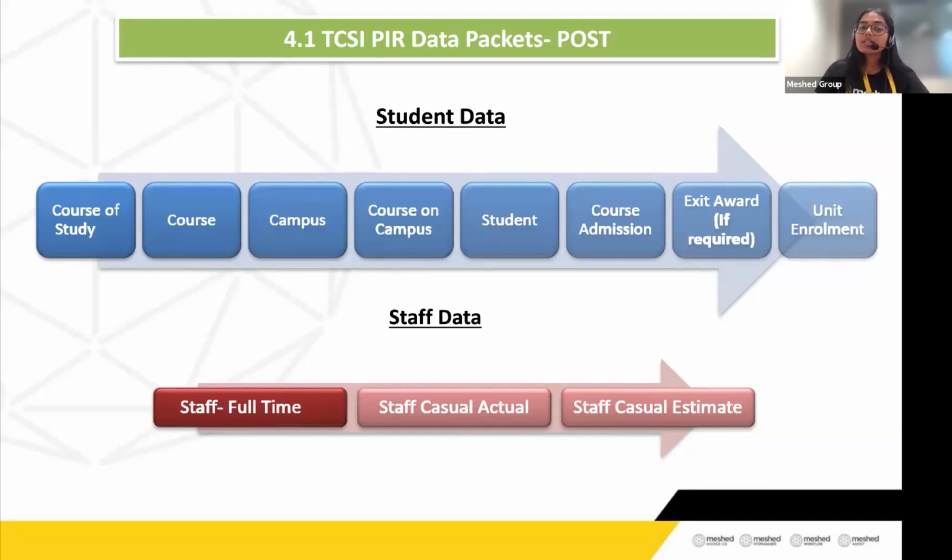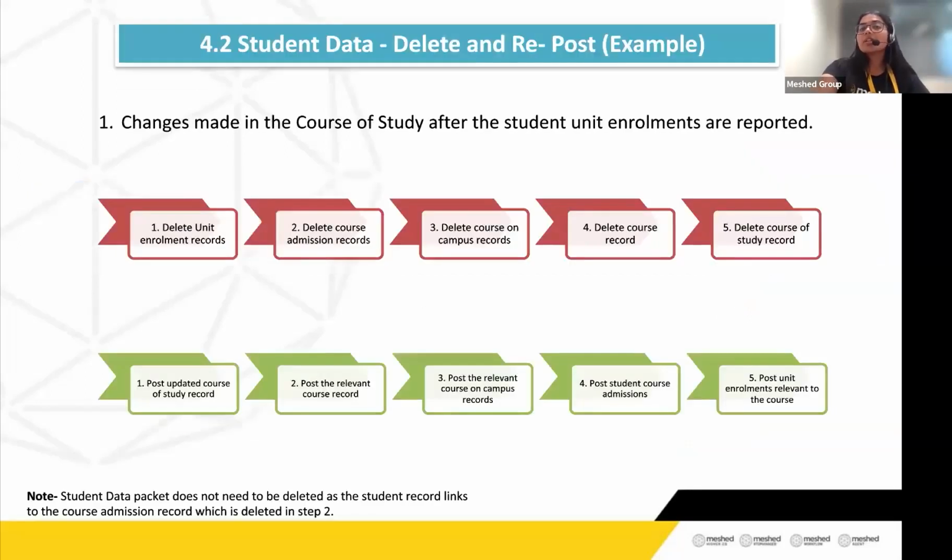Similarly, for staff data, the three packets are staff full-time, staff casual actual, and staff casual estimate. Based on the data that you record for each staff in the system under the TCSI icon, staff full-time and staff casual actual packets get generated. For staff casual estimate, the system does the calculations itself based on the data that you record and generates the casual estimate packet as well.